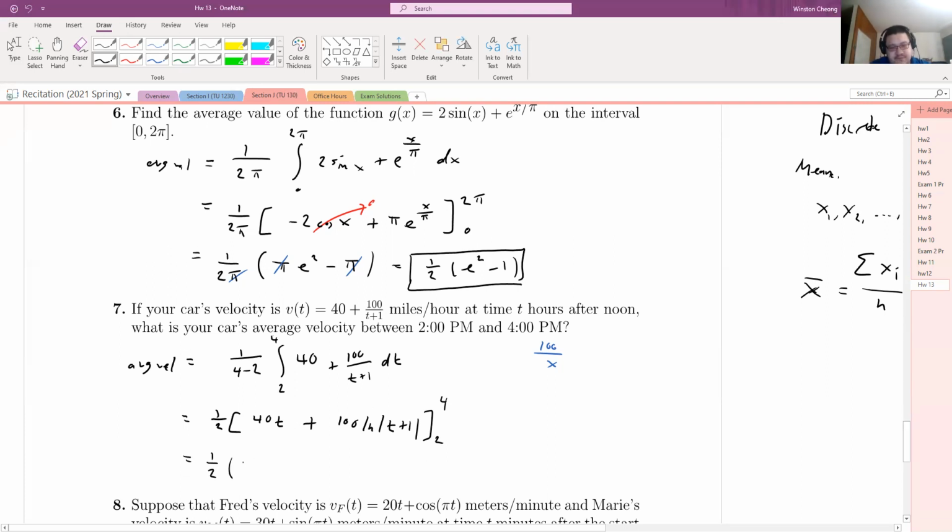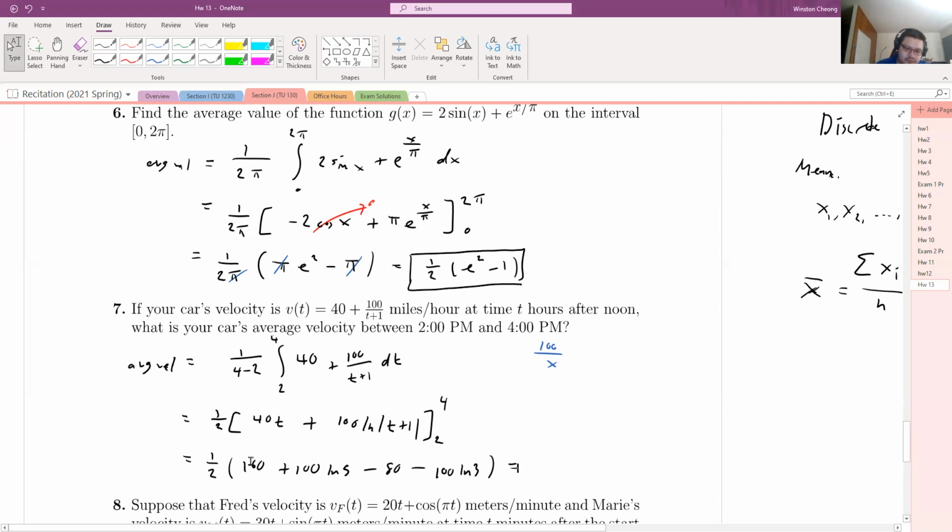Plugging in at 4, 160 plus 100 ln of 5, and then plugging in at 2, we'll have minus 80, and we can also say minus 100 ln of 3. Okay, the reason I'm writing it this way is because I want to explain the next step in the calculation.